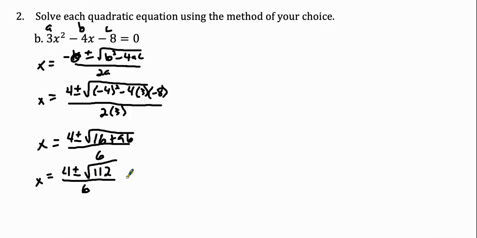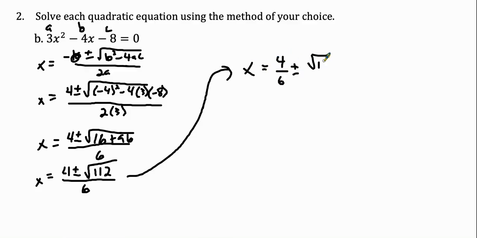But we do still, at this step, let me finish this out up here, we do still want to split this fraction up like this, okay? Because even though 112 is not a perfect square, so I cannot simplify this fraction, I do want to check to see if I can simplify or reduce this first fraction. 4 over 6 does reduce. That will reduce to 2/3. So I can express my final answer as 2/3 plus or minus the square root of 112 over 6.